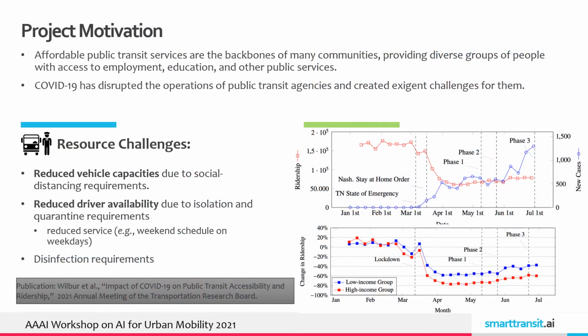Affordable public transportation is essential for thriving societies. Public transportation agencies try to maximize coverage and ridership, but COVID-19 has imposed numerous challenges, which need to be addressed. Some of these challenges have negative consequences on vehicle capacities and also on driver availability. In Nashville, ridership dropped from 150,000 people to about 75,000 after the lockdown was declared. However, the change in ridership was lower for the low-income group, even during phase one of the lockdown.